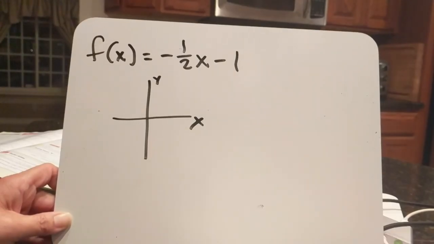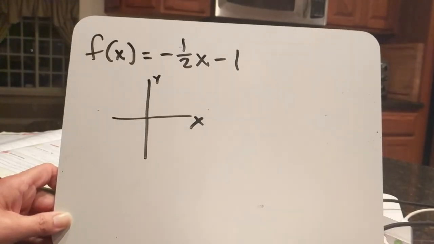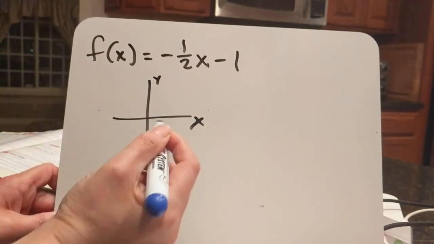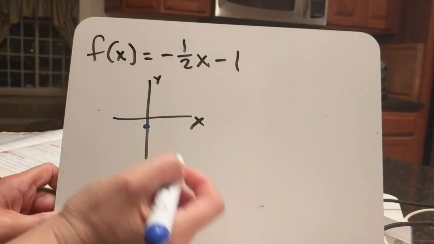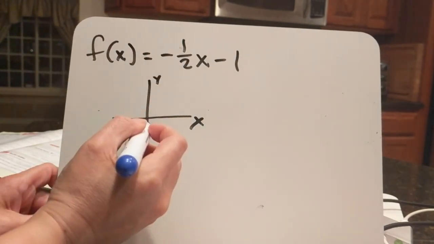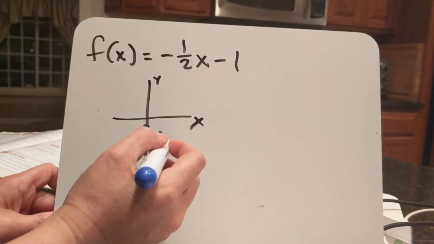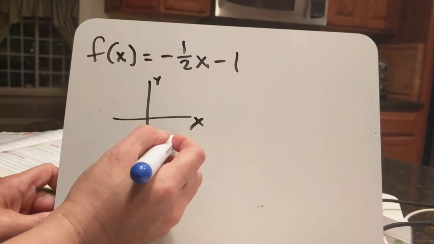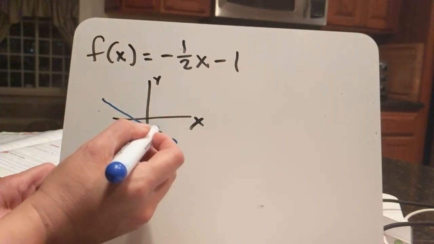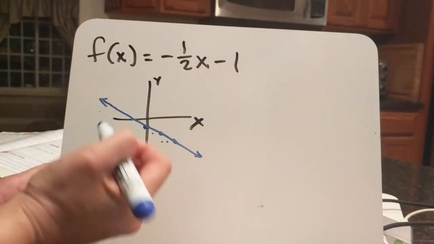So I know that might be a little bit confusing, so we're going to do another one. The more that we do, the more familiar it will become. Let's look at this function. It crosses where? Negative 1. And my slope is negative 1/2. So I'm going to go down 1 and to the right 2. Down 1 and to the right 2. So more or less, here is my rough sketch of this function.